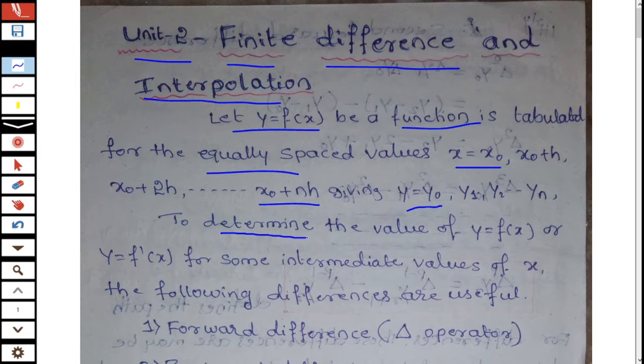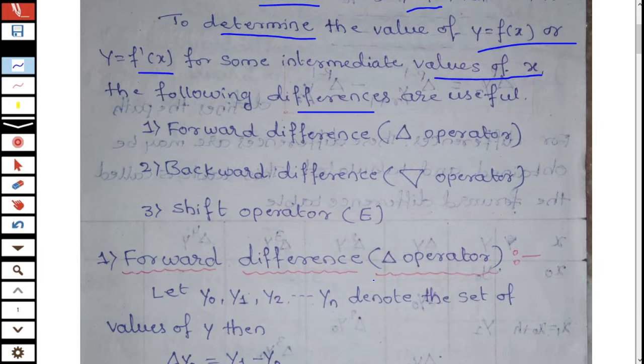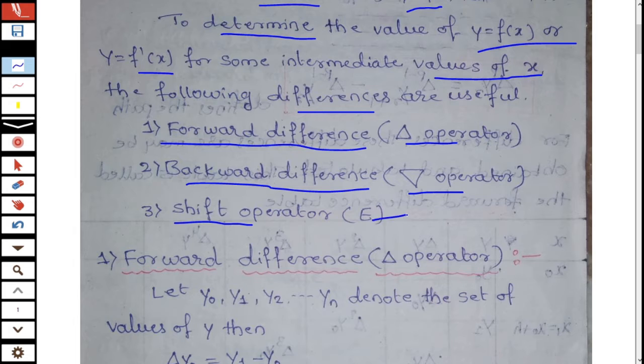To determine the value of y equal to f of x or y equal to f dash of x for some intermediate values of x, the following differences are useful. These are the differences. The first is the forward difference, which we call the delta operator; the second is the backward difference, that is the del operator; and the third is the shift operator, that is E.